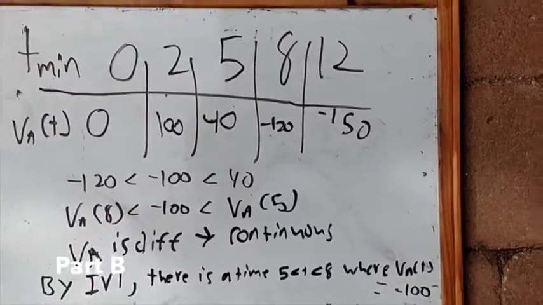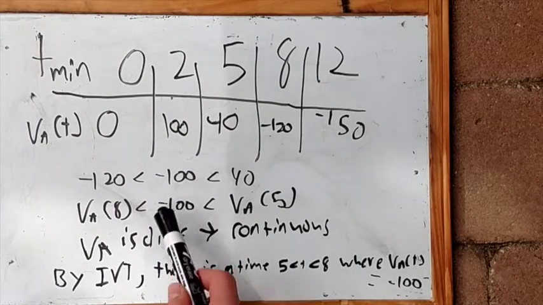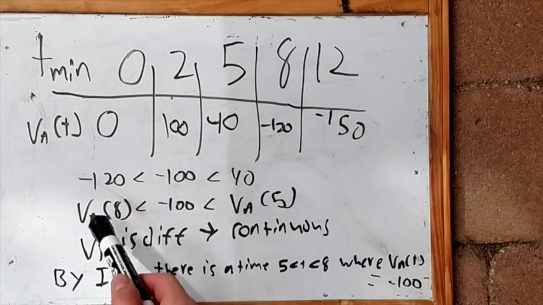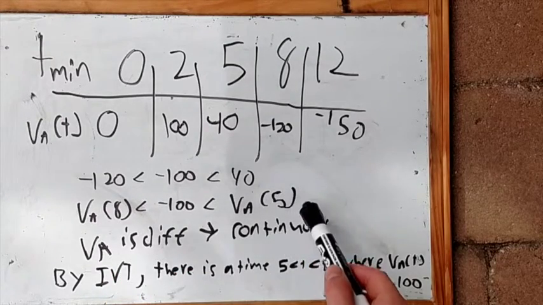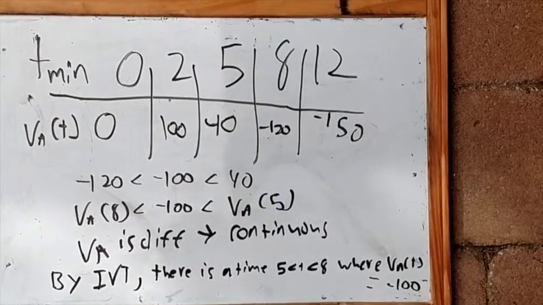For part B of number 4, in order to get full credit, you need to show two things. First of all, you need to show that negative 100 is between the velocity found at time equals 8 and the velocity found at time equals 5. And the second thing is you have to prove using the IVT and write a conclusion that there's a time t where VA of t is equal to negative 100 between minutes 5 and 8. That's what the question wants you to prove.